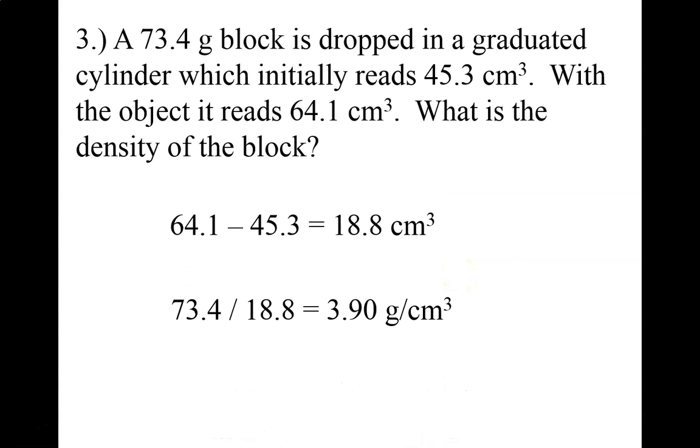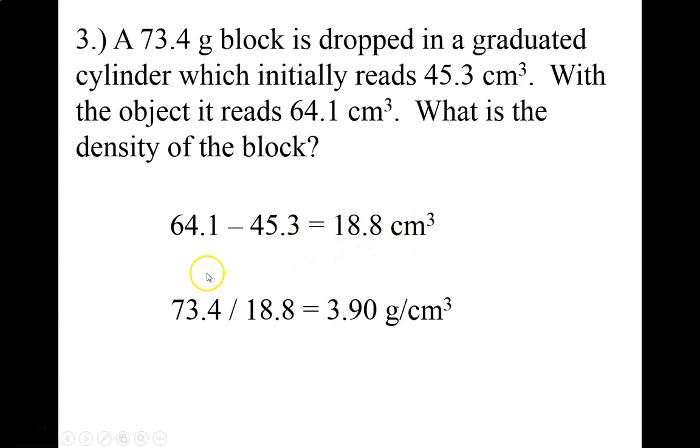This is an example of a graduated cylinder type problem. A 73.4 gram block is dropped into a graduated cylinder, which initially reads 45.3 centimeters cubed. With the object in it, it reads 64.1 cubic centimeters. Find the density of the block. Well, the first thing I need to do is figure out what the volume of the block is. That's how much the graduated cylinder level rose. So I'm going to take these two graduated cylinder readings and subtract them, and get that the volume is equal to 18.8 centimeters cubed.